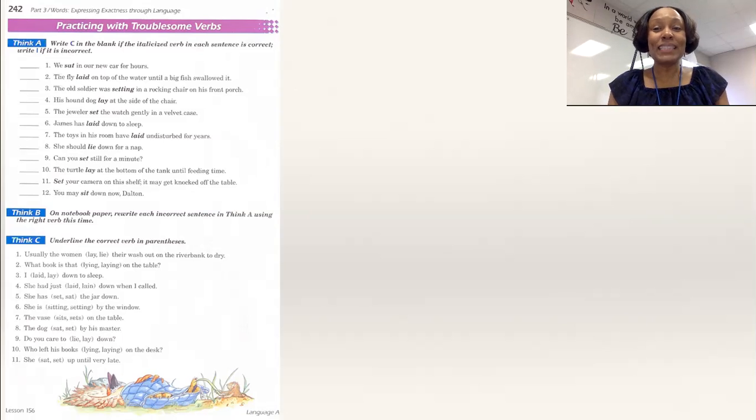Now, when you go on to think B, you will need a separate sheet of notebook paper, because you are going to rewrite each incorrect sentence from think A using the right verb. So we determined that number two was incorrect. You would then rewrite it with the verb that we mentioned earlier. And finally, for this page, think C is asking you to underline the correct verb in parentheses. So you would simply read the sentence and choose whether, in the case for number one, lay or lie would be most appropriate.